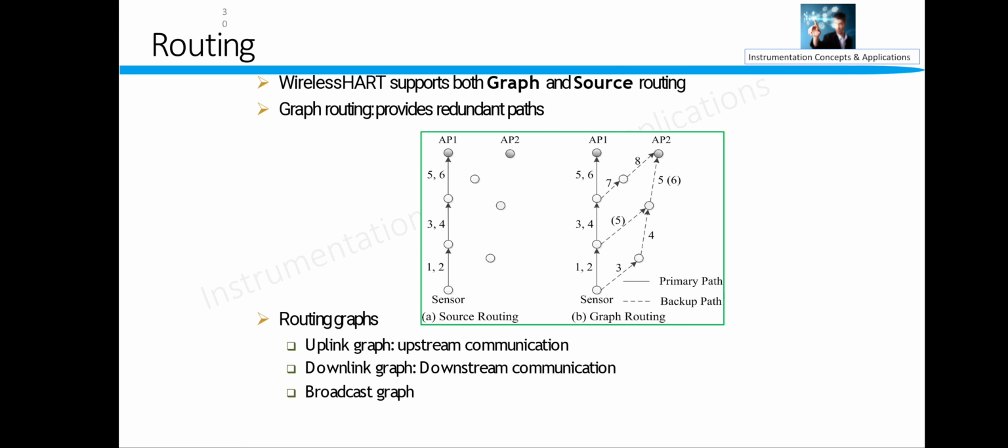And routing is there. Wireless HART supports both graph and source routing. So we can see in the picture, this is the source routing, and this is the sensor, and this is the server. So 1 to 2 and 3, 4, like this the data will proceed, and if graph routing is there, then the data may go in this direction and may go in this direction, so that the data should not be lost in any case.